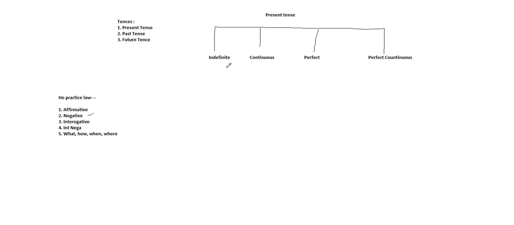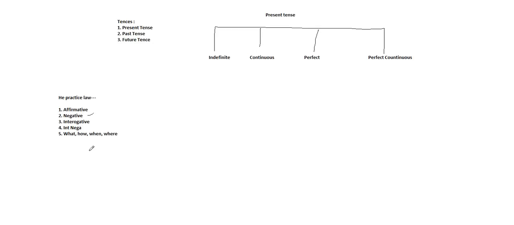In interrogative negative, in present indefinite tense, we'll use does he not practice law? In continuous, is he not practicing law? In perfect, has he not practiced law? And in perfect continuous, has he not been practicing law for 2 years?